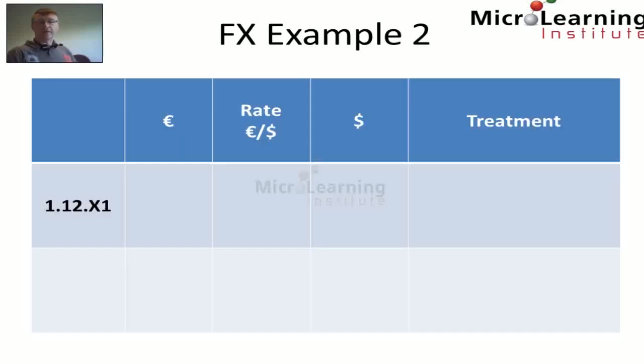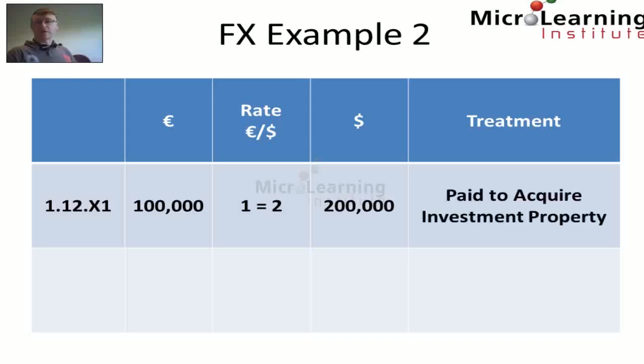So again, on the 1st of December x1, we purchase an investment property for €100,000 and the exchange rate is 1:2. Therefore, we recognize the investment property at $200,000. So again, this was the amount that was paid to acquire the investment property. So again, we reduce our cash and we recognize the investment property at cost.